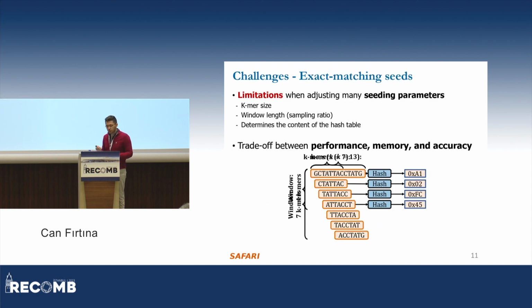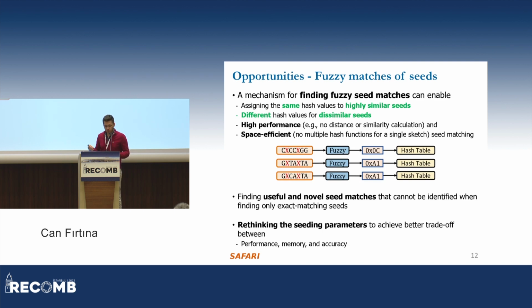So let me try to convince you about the challenges of exact matching seeds. There are main limitations when adjusting the many seeding parameters, given that the seeds have to match exactly. One parameter is k-mer size. For example, should the k-mer be long or short? Or, if we're working with minimizers, should we pick a long window or a short window? All these parameter choices determine the content of the hash table that we use to perform genome analysis, and there is a clear trade-off when exactly matching the seeds in terms of performance, memory, and accuracy.